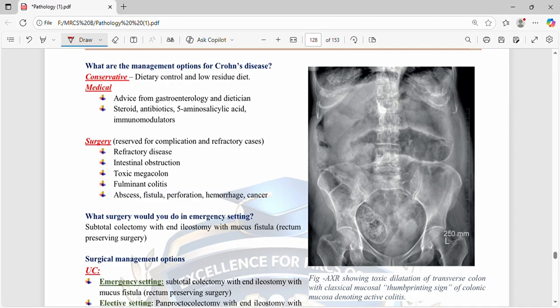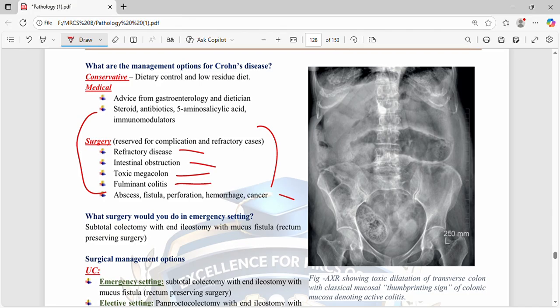So we operate in Crohn's disease only for complications like refractory disease, intestinal obstruction, toxic megacolon, fulminant colitis, abscess, fistula, perforation, hemorrhage, and cancer. Why? Because Crohn's disease can relapse anywhere from mouth to anus. It can occur anywhere, so you cannot take risk. So in Crohn's disease, let's try to conserve the gut length. Always try to conserve the gut length, because the patient will at last go to short bowel syndrome.